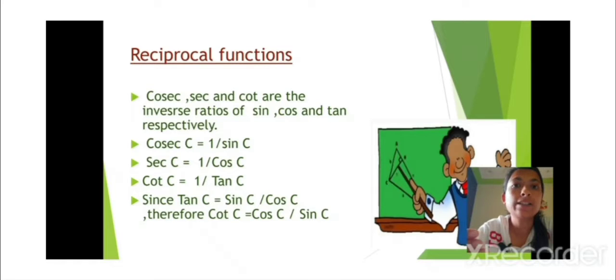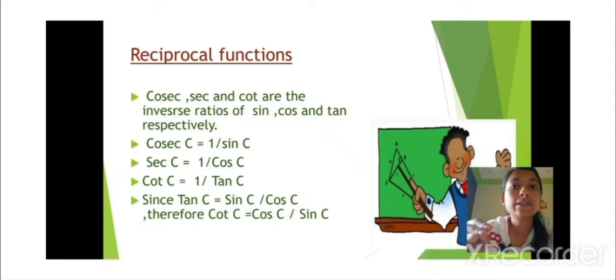Now, what are reciprocal functions? We have seen in the last slide that there are three main ratios, sine, cos and tan. From these three ratios we can derive three more ratios, that is cosec, sec and cot. These ratios are known as inverse ratios of sine, cos and tan. Like cosec is the inverse ratio of sine. So we can write cosec C is equal to 1 upon sine C. C can be any angle. Here we take theta.